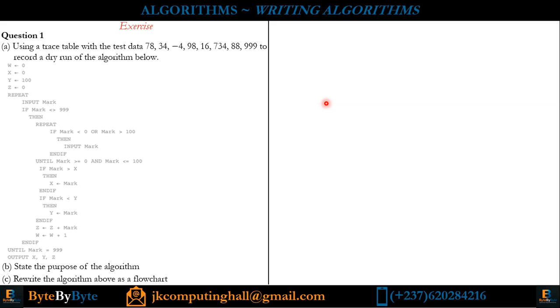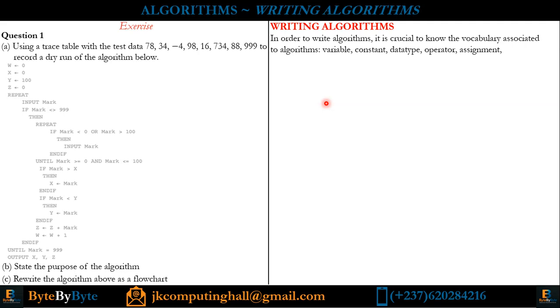Okay, let's dive into what we are to do in this lesson. Writing algorithms. In order to write algorithms, it is crucial, that is very important, to know the vocabulary associated to algorithms. That is variable, constant, data type, operator, assignment. Because for you to be able to master or better understand a particular concept, you should be used to its vocabulary. Okay, and the words used to better understand algorithms, we have variable, constants, data types, operator, assignment.